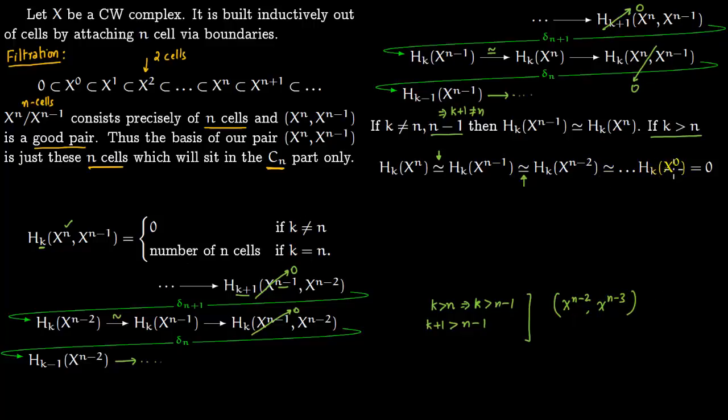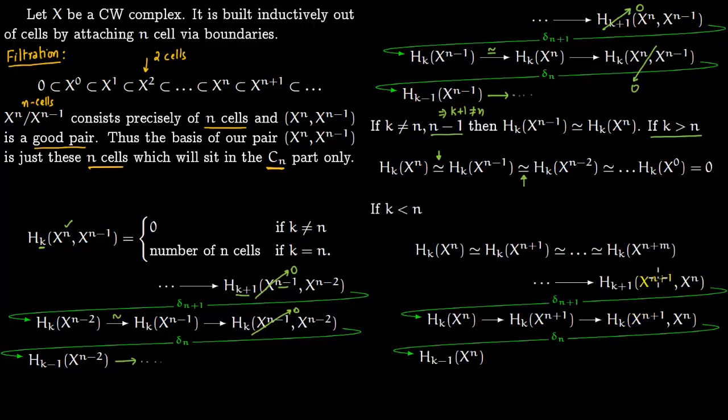In the end you will have H_k(x_0), which is just the 0 map, because this just consists of 0 cells and you're talking about H_k. So this is 0. On the other hand, if k is less than n, then we will have a new pair.